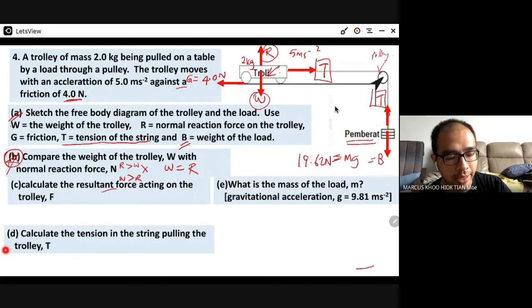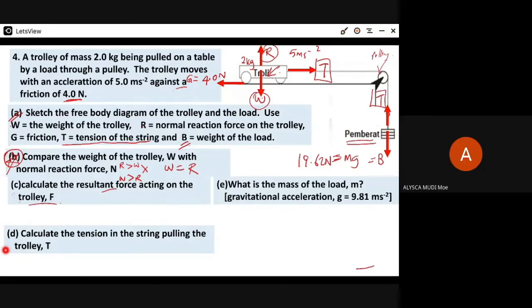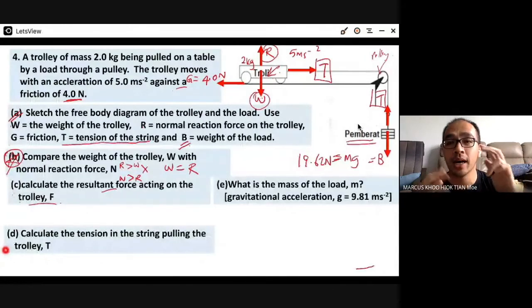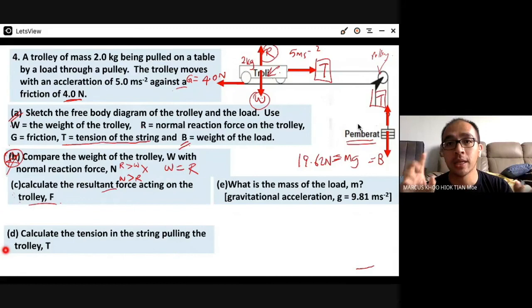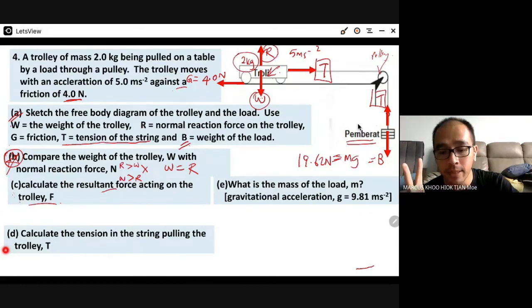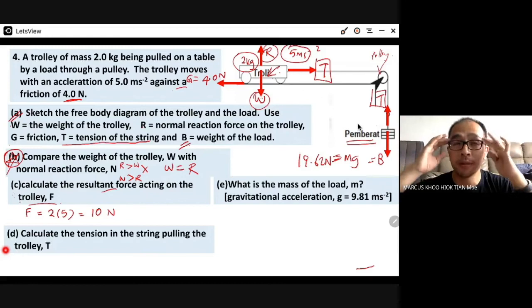Calculate the resultant force acting on the trolley, F. Can we calculate the resultant force? Yes, we can. Which method do we want to use? Eliska, I haven't heard from Eliska today. Can I, Eliska? Cannot. Now remember, there are two ways to calculate resultant force. One way is one force minus another force. The second way is using mass times acceleration. So actually you can have the resultant force equals 2 times 5, which is 10 newtons. We have to learn to be flexible. Remember that there are two ways, depending on what information is given.